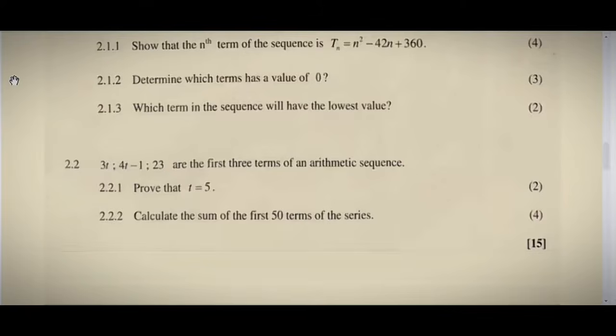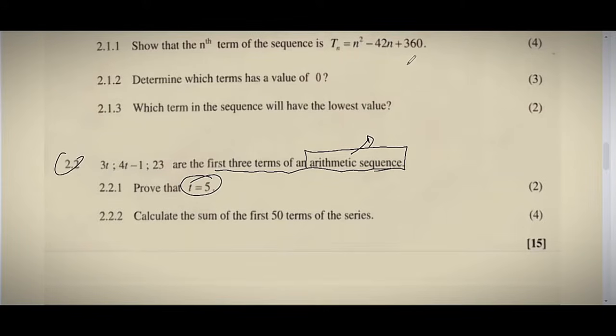2.2, we are given 3t, 4t minus 1, and then 23 are the first three terms of an arithmetic sequence. Then they say, prove that t is equal to 5. What is this? It's an arithmetic sequence. So this is to be expected, guys, when they ask you questions on quadratic sequences, somewhere they will just pop by and ask you about the arithmetic sequence. But then this is just a question on its own.